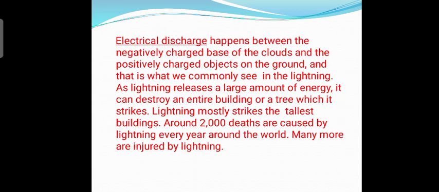Now, the electrical discharge happens between the negatively charged base of the cloud and the positively charged objects which are present on the ground. And that is what we commonly see in the lightning. As lightning releases a large amount of energy, it can destroy an entire building or a tree which it strikes. Lightning mostly strikes the tallest buildings. Around 2000 deaths are caused by lightning every year around the world. Many more are injured by the lightning.